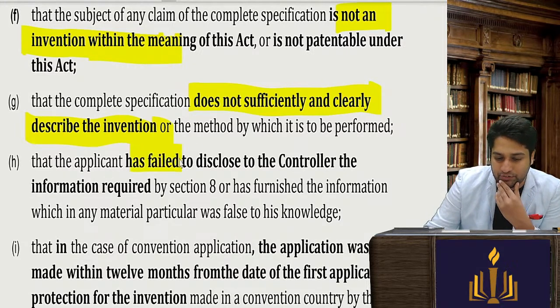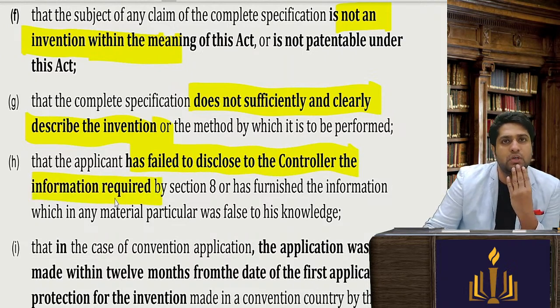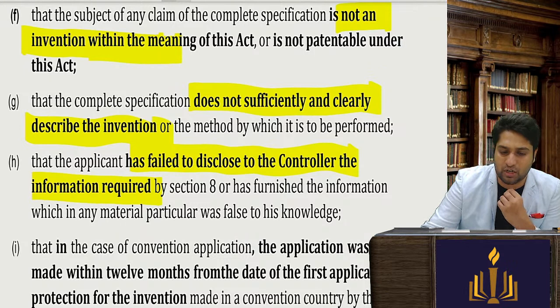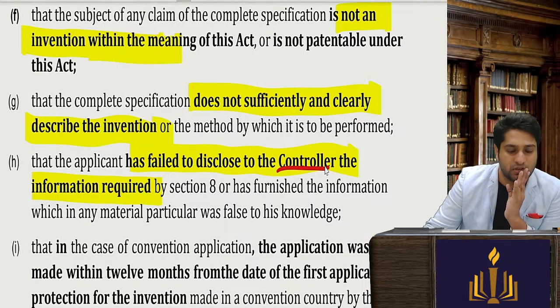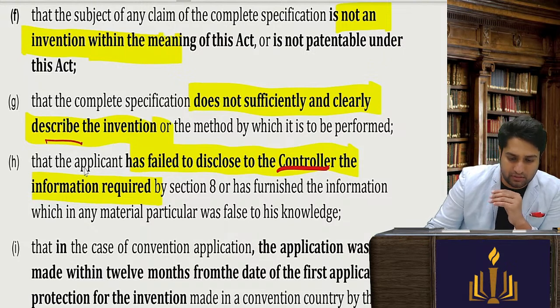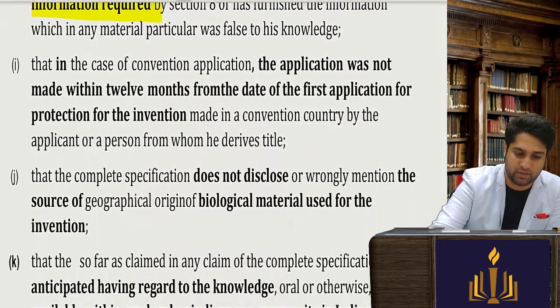Another ground is that the applicant has failed to disclose to the controller the information required. So whatever information the controller has asked for has not been provided. It does not describe the invention, and it has failed to disclose to the controller the information required.